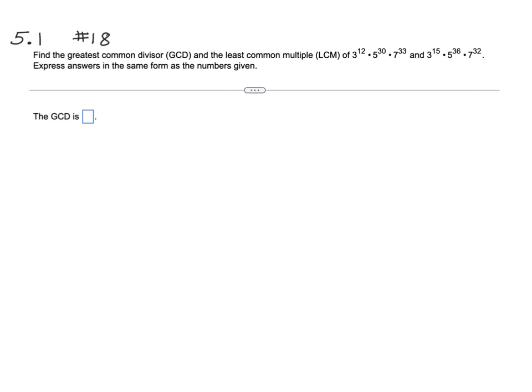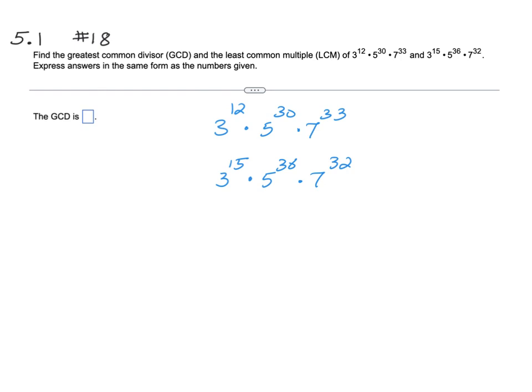I'll first copy down the two numbers, so that's 3 to the 12th multiplied by 5 to the power of 30 times 7 to the power of 33. And below that, I'll put 3 to the 15th times 5 to the power of 36 times 7 to the power of 32. If you want the greatest common divisor, meaning the number that will divide both of these numbers, we will choose the smaller of the two exponents for each of the prime numbers 3, 5, and 7.